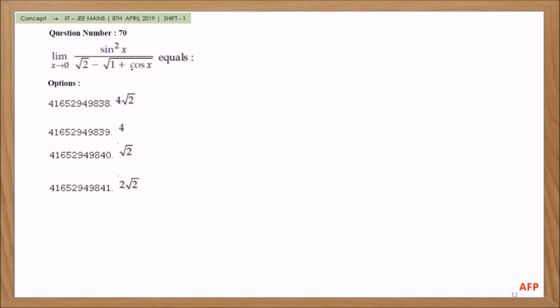Next problem, a limit concept is given. You can use the multiple angle formula or half angle formula here. So you will write the limit expression as it is.